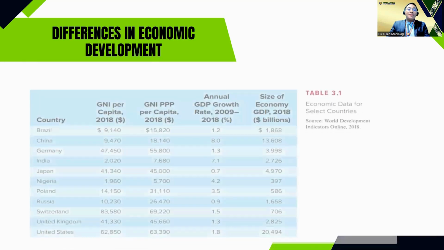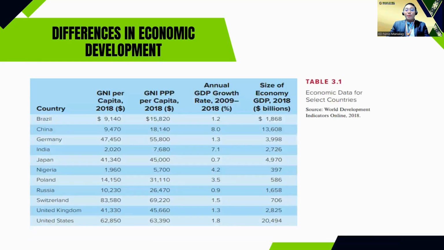Now, let's talk about this Table 3.1. Okay, so the GNI per capita 2018, as you can see, this is in dollars. So this column lists the gross national income per capita in current US dollars for each country. GNI per capita is a measure that reflects the average income of a country's citizens and is indicative of the overall economic prosperity of the population.